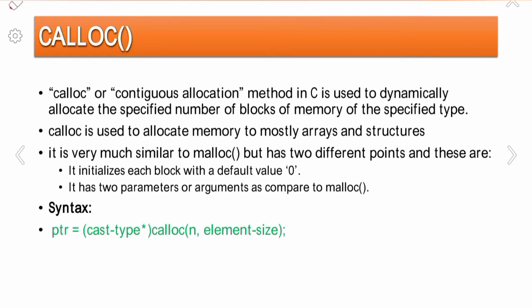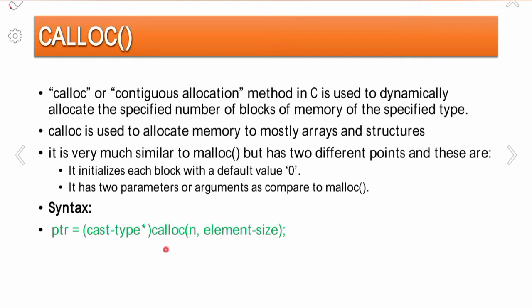But whereas in the case of the malloc function, we have only one parameter, that is the size of the particular type in bytes. But here we are taking both n comma element size. So pointer equals cast type pointer calloc n comma element size.